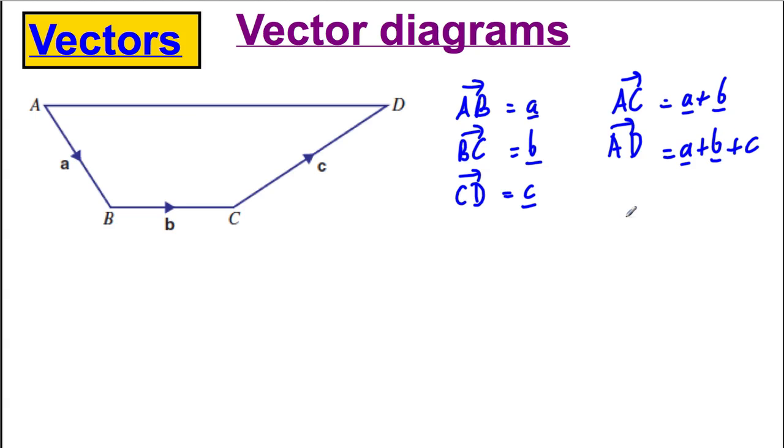How would you get from, let's say, B to A? Well, it's the opposite direction of a, so it's negative little a. How would you get from D to A? Well, you'd go negative c, negative b, negative a. Right? You just have to be careful. Using vector diagrams, it's usually given to you, and you can get from any corner to any other corner going along the vectors or in the opposite direction.